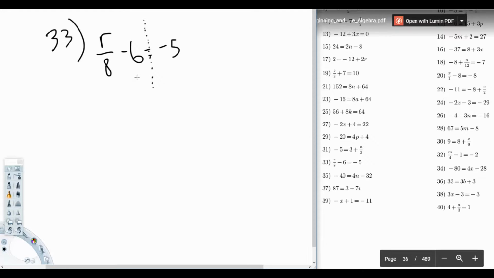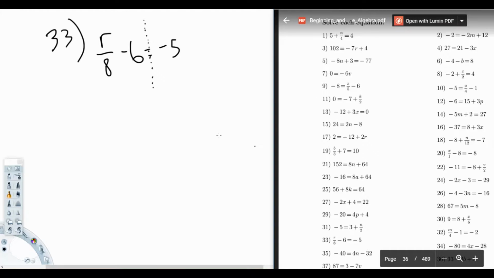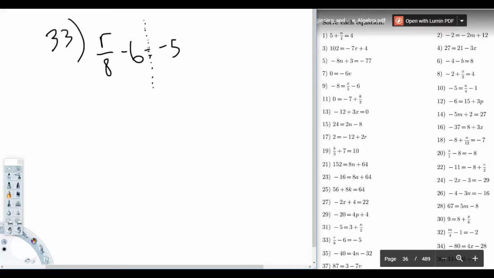Once again, just for those of you tuning in, this is part 3 of a 3-video series on two-step problems, two-step linear equations.